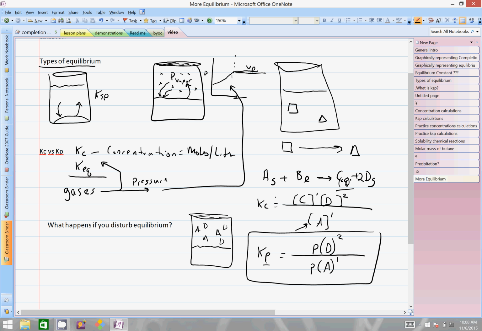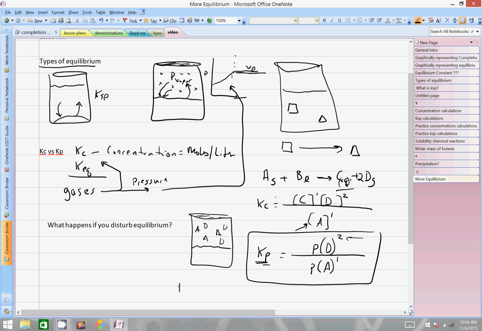And what's the ratio of D's to A's? Of course, we're squaring here as well. So I wouldn't be able to put my total pressure, because the total pressure would be the same for D in the container. It's one container. So I want to know what portion of the total pressure is due to D, and what portion of that pressure is due to A, and that's called your partial pressure.